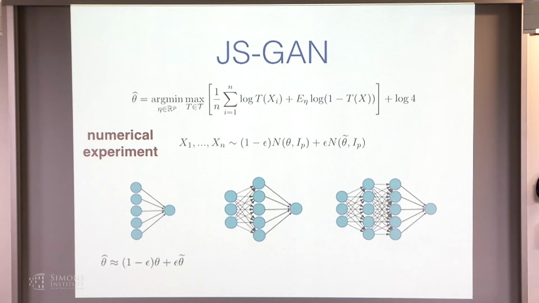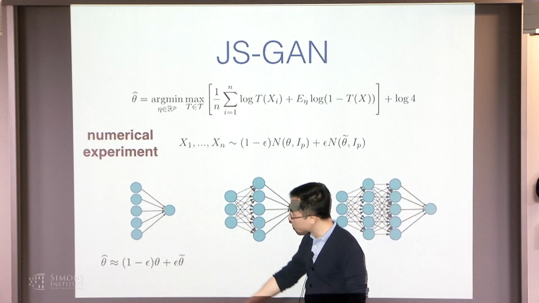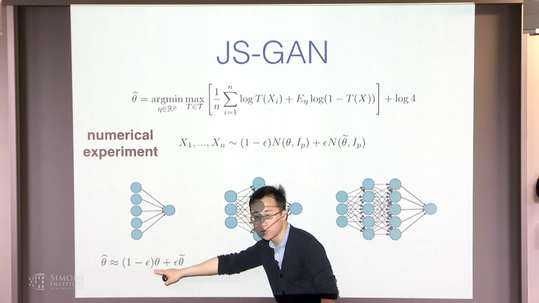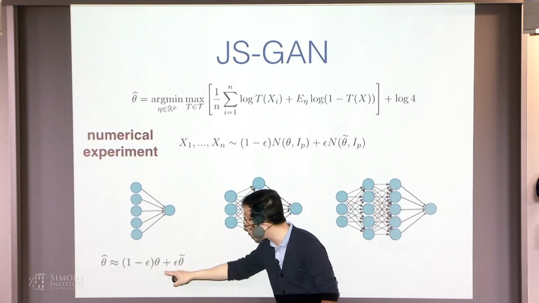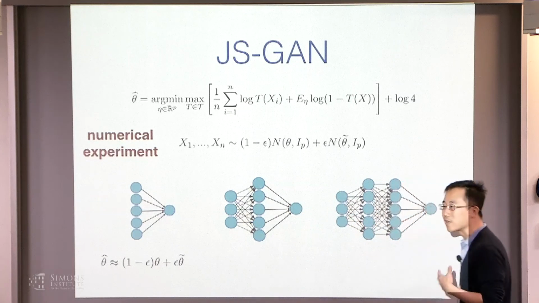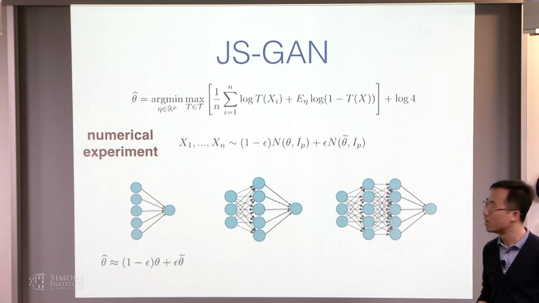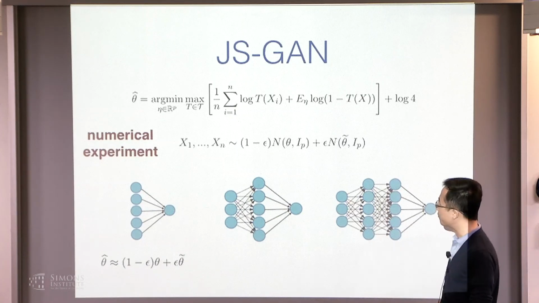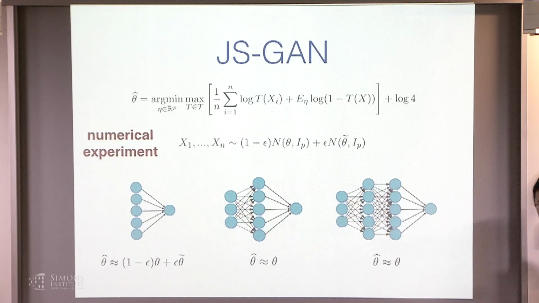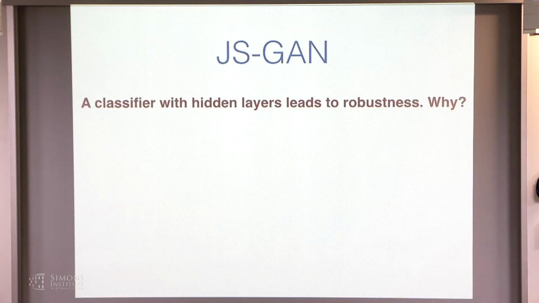For the first classifier, what we observe is that you always get an optimizer that is very close to the overall mean, which is the average of the true mean and the contamination mean. This means that the estimator basically has the same property as the sample average. That means it is not robust. But once you start to have hidden layers in your neural networks, things get robust, it works. And why? We are trying to understand this phenomenon. The lesson we learned from our numerical experiments is that a classifier with hidden layers leads to robustness, and we are trying to understand the reason.